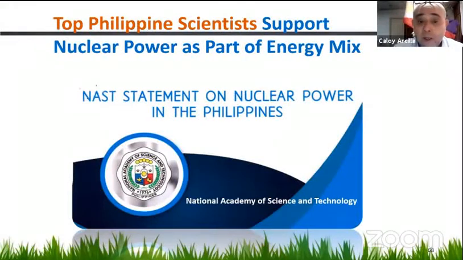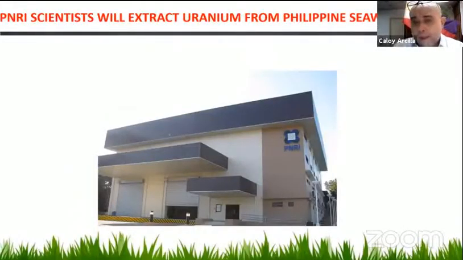Last year, the National Academy of Science and Technology came out with a paper saying that we should consider nuclear power. I'm confident that our scientists at PNRI will be able to extract uranium from Philippine seawater using radiation-induced polymer graphene. Why is this important? Because if they do that, de facto, it will make nuclear energy almost like renewables. And in fact, I think China has considered this. So de facto, nuclear can be renewable.